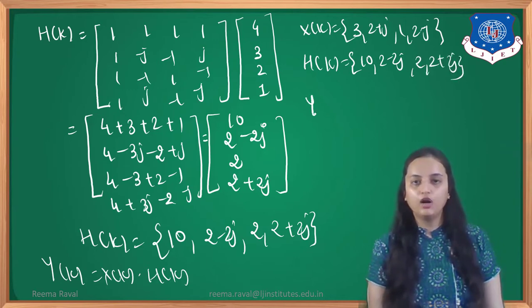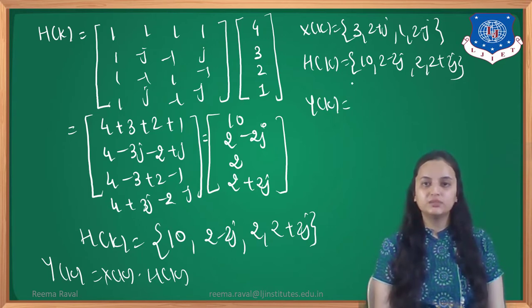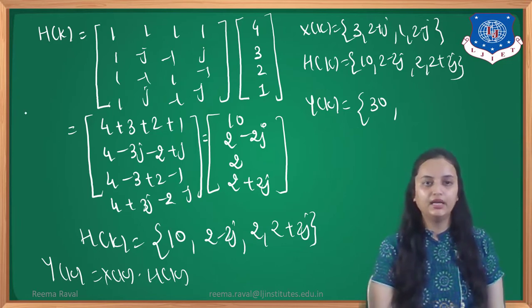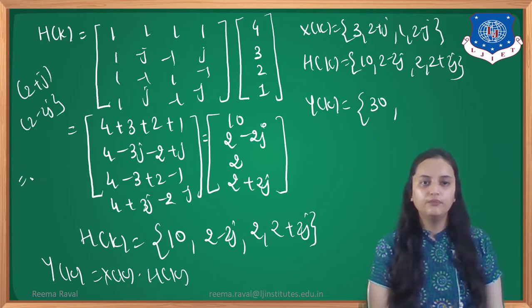So to get the final output y of k, we will multiply the respective elements. So 3 into 10, that will become 30. Then 2 plus j into 2 minus 2j. So we will multiply 2 plus j into 2 minus 2j. So this value will become 2 into 2, 4.